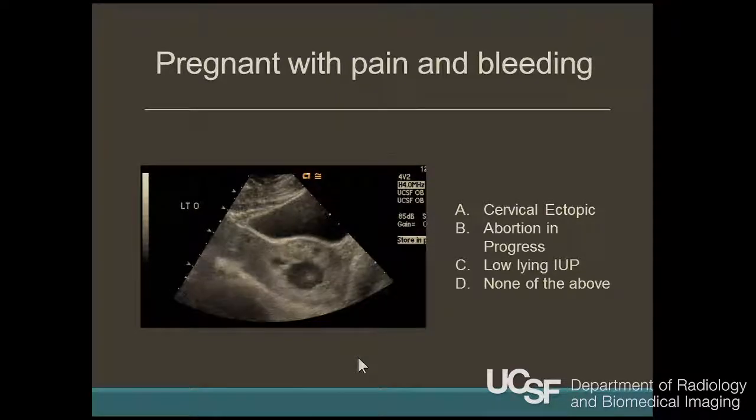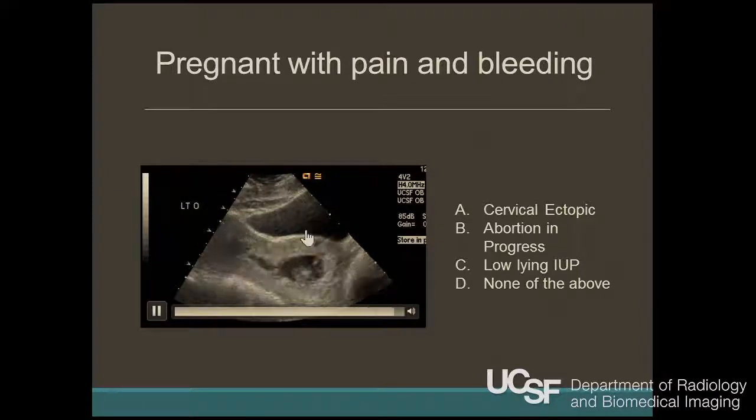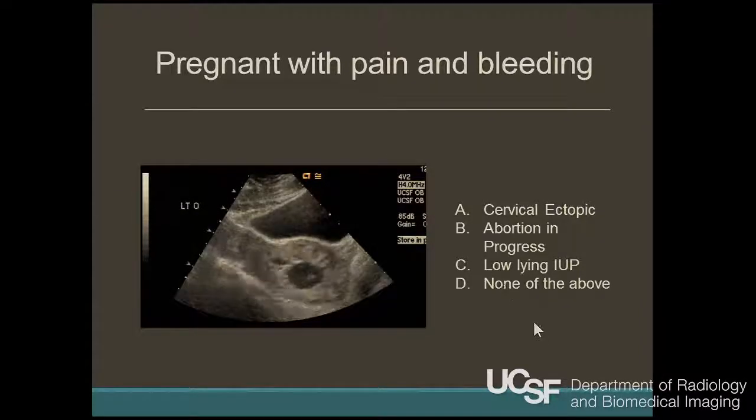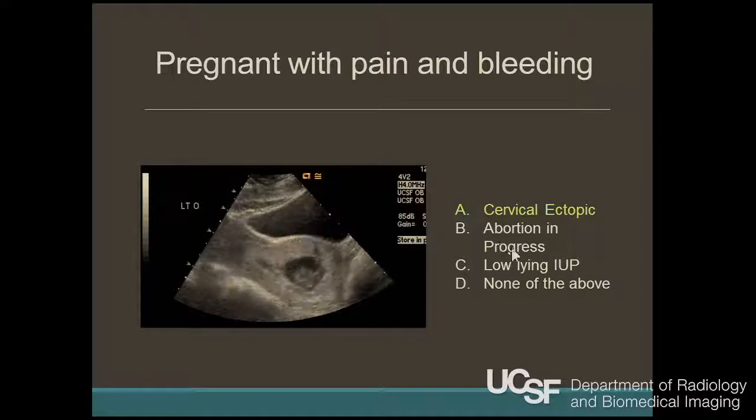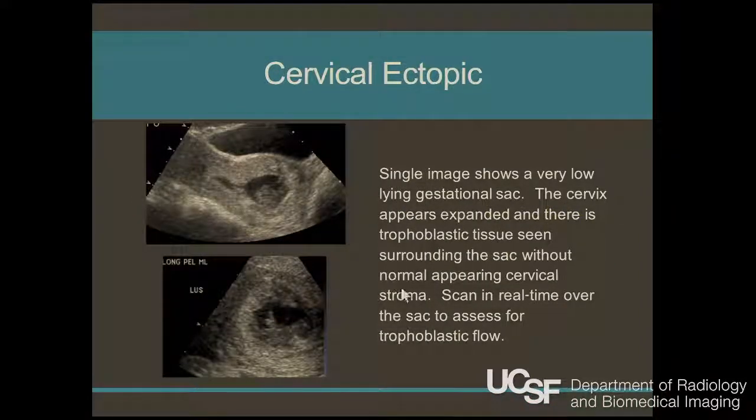This is kind of similar, sort of low-lying. This is the uterus up here. You've got this low-lying sac. It's not an abortion in progress, it's a cervical ectopic. So with the, I'm going to go back to this picture real quick.